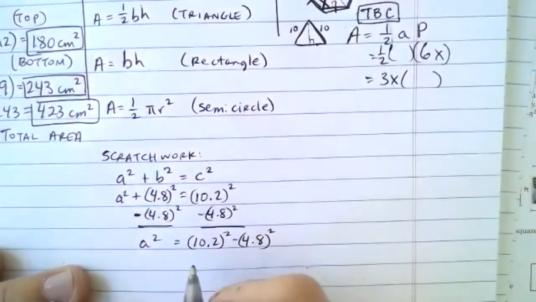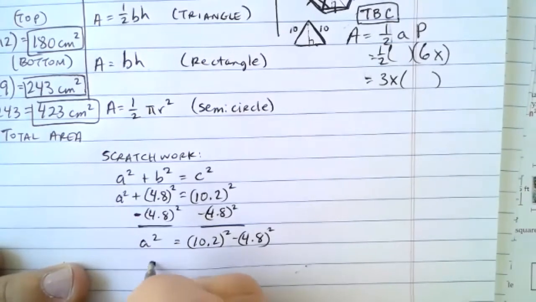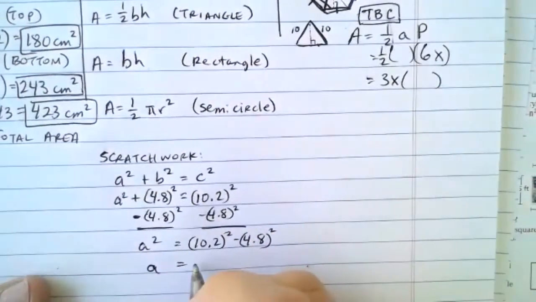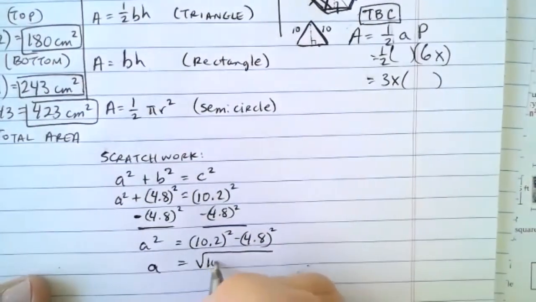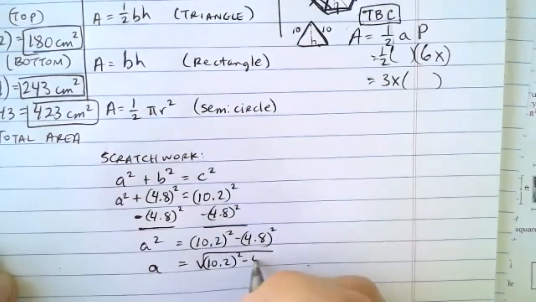So why did they square root? Well, in this case right here, they had a squared. What we need is just a, the length of one of the sides of the triangle. So in order to get that, you square root both sides. And that square cancels out when you square root both sides.